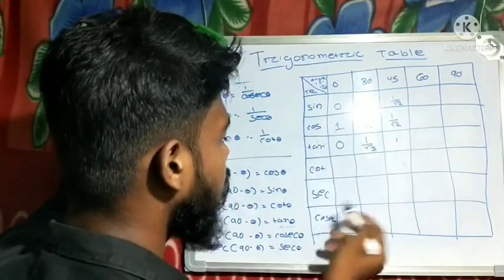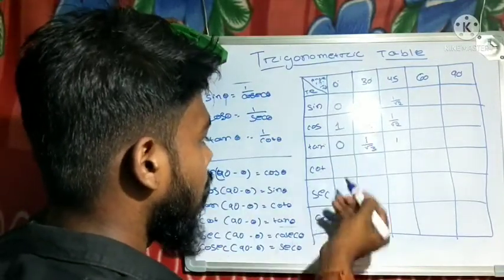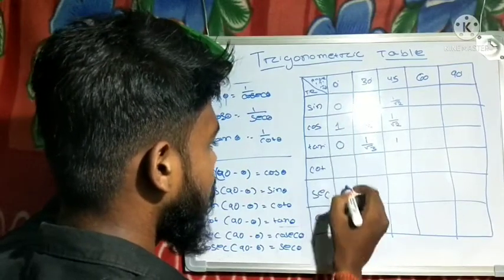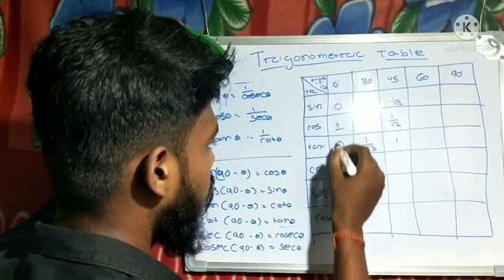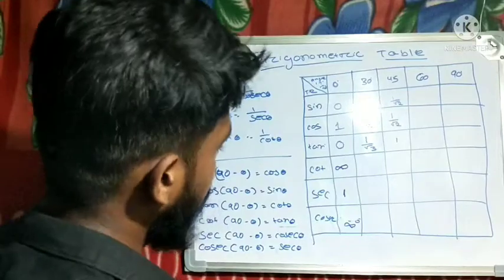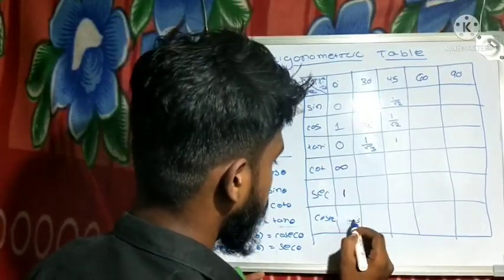Then comes cos. Cos is 1. Cos is the reverse of sec. So as cos is 1, sec is 1 by 1, so sec is also 1. And as tan is equal to 0, then cot should be infinity by that formula, since 1 by 0 is infinity. Okay, this much. Then comes to the next.